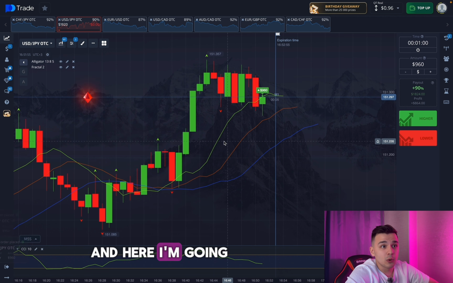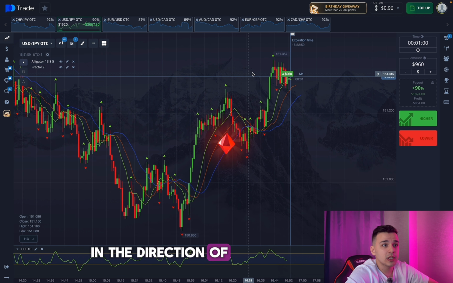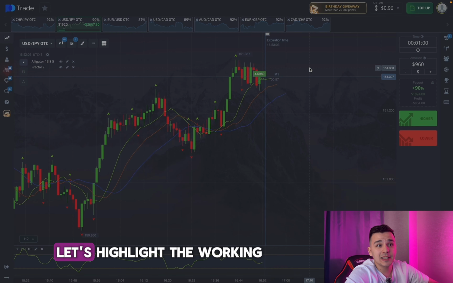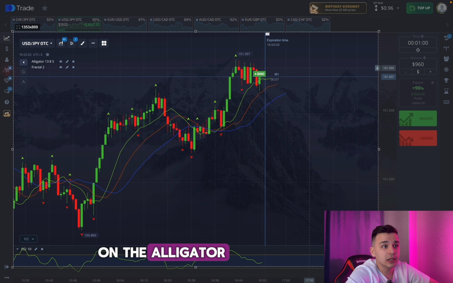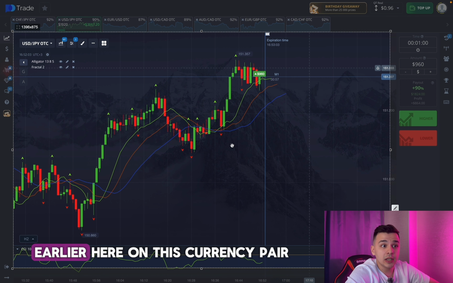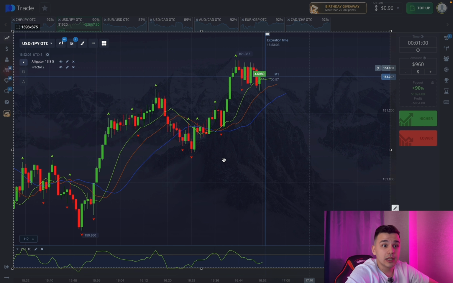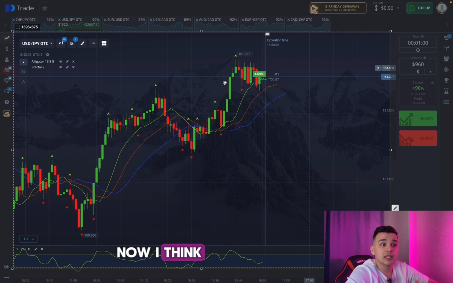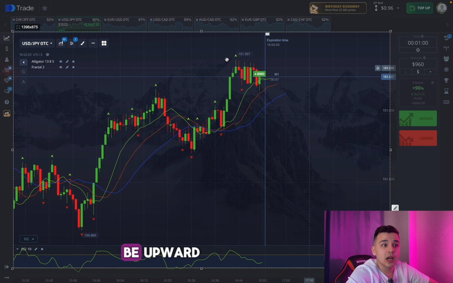And here I'm going to open 2 trades on the upside, in the direction of the actual trend. Let's highlight the working area. Here we are focusing solely on the Alligator and on the trend. Earlier on this currency pair the dynamics of movement was upward, then there was a price correction, and for some time the price was going down. Now I think that there is a general stage of price recovery, and the trend will be upward.